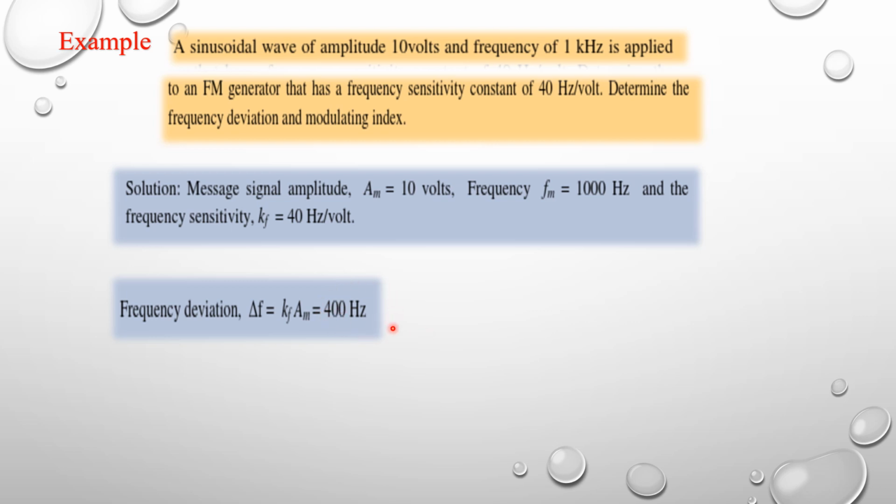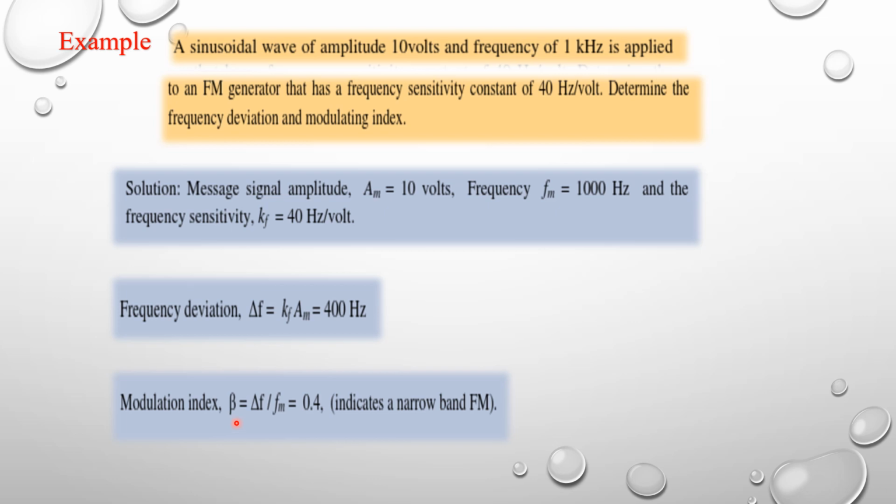Then we have to find the modulation index. We know that the modulation index, which we represent by beta, is equal to the frequency deviation divided by Fm. The frequency deviation is 400 Hz, and Fm is the modulating signal frequency, equal to 1000 Hz. So 400 Hz divided by 1000 Hz gives 0.4. So the modulation index is equal to 0.4.